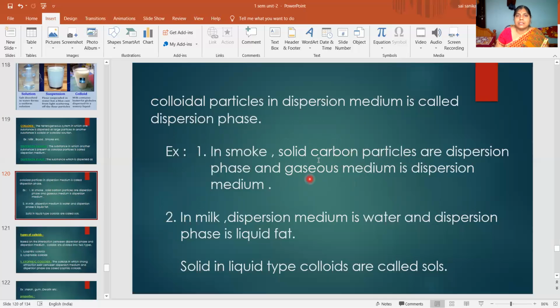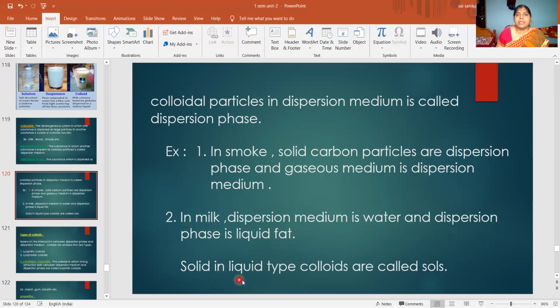So here the dispersion medium is gas and the dispersed phase is solid carbon particles. These are dispersed in gas. Then if you take milk, in milk the dispersion medium is water and the dispersion phase is liquid fat. It means liquid fat is dispersing in water. So water is the dispersion medium and liquid fat is the dispersion phase.